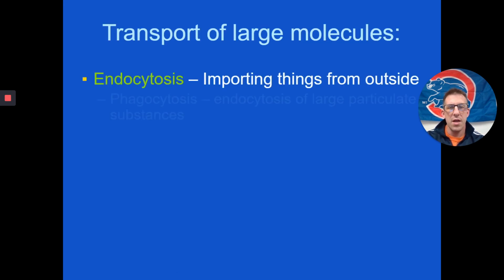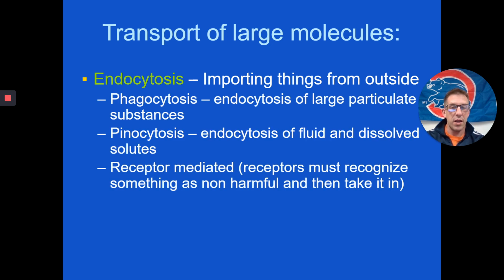Okay. The cell can also transport very large molecules through two or three different types of processes. One, the general term for importing things from outside the cell is called endocytosis. So if a cell wants to take a big thing that's outside of the cell and bring it inside, it's going to undergo endocytosis. Endo sounds like into, endo, into. Endocytosis brings things into the cell. Okay, generally big things.